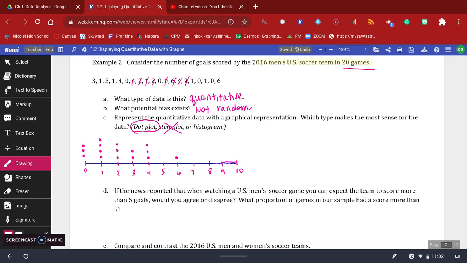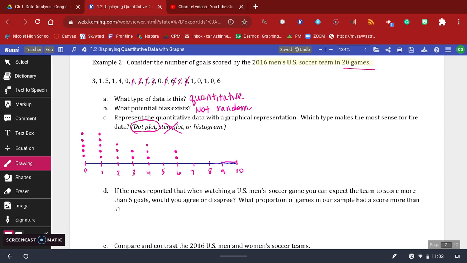Okay. 0. Back at 1. Back at 0. Back at 6. Okay. So again, I'm going to count 20 just to make sure I've got 20. 3, 4, 5, 6, 7, 8, 9, 10, 11, 12, 13, 14, 15, 16, 17, 18, 19, 20. Okay. Always a good idea.